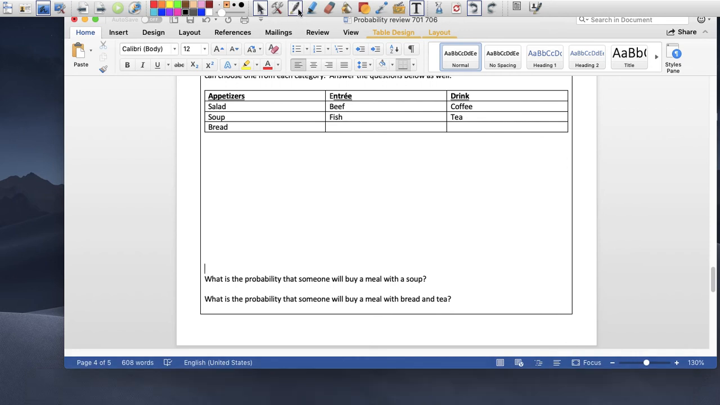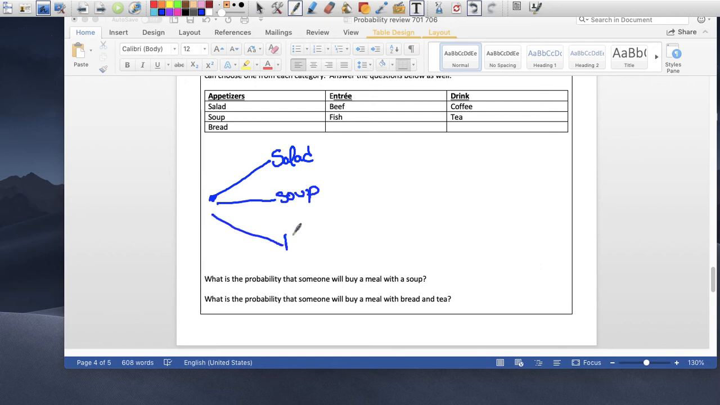So, tree diagram, and I'm going to abbreviate. Here's my starting point, and the first thing we can choose is a salad. Or you can choose a soup. Or you can choose just to eat bread. That's your first choice. Now, let's stick with the salad. Let's pretend you chose salad. Well, with your salad, you can have beef, or you can have fish. But let's say you said, I want salad with beef, and then if you're having salad and beef, you can have a choice of coffee or tea.